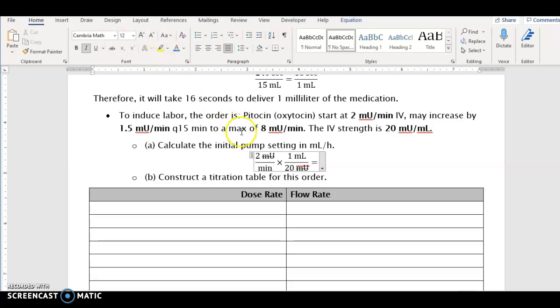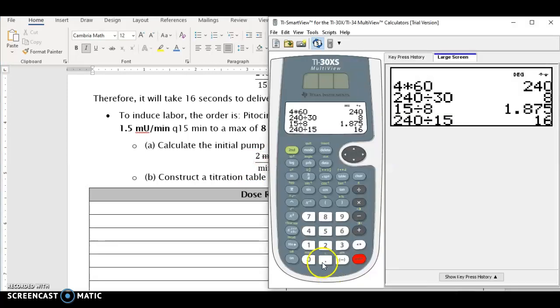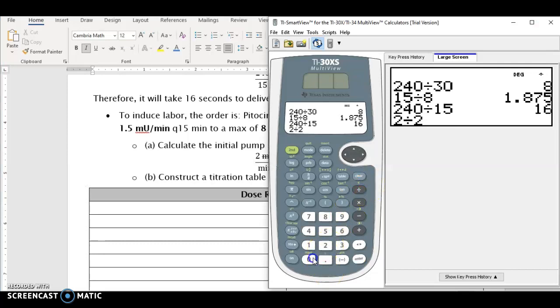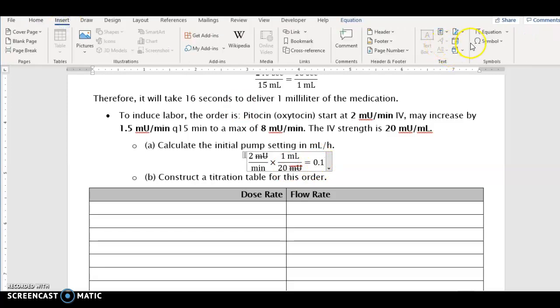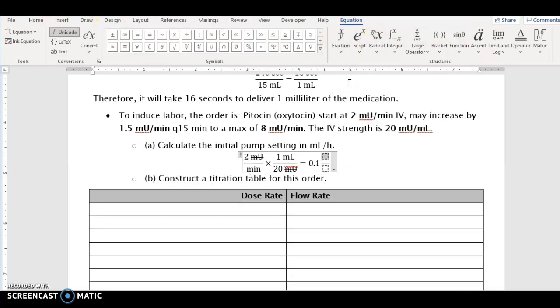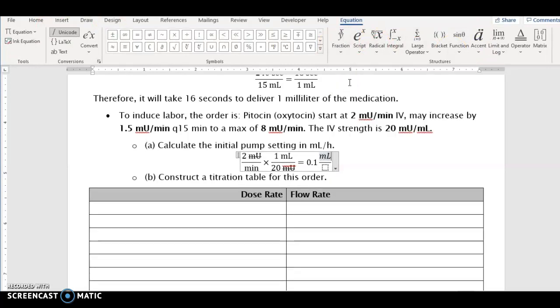But what we want in the end is milliliters per hour. So 2 times 1 divided by 20. Multiplying by 1 has no effect, so we're going to do 2 divided by 20 to get 0.1. So the flow rate on the IV is 0.1 milliliters per minute. We're not quite there yet with the final answer.